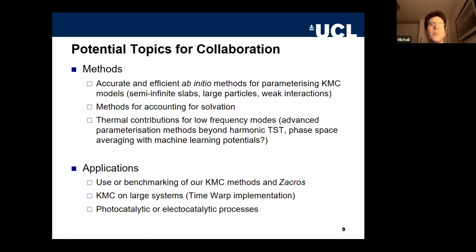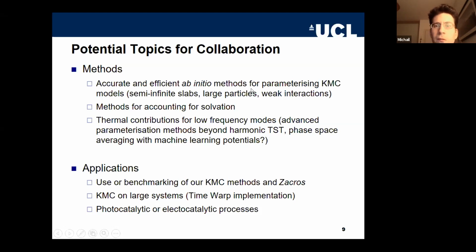So potential topics for collaboration could be from the methods development side. We are always interested in more accurate ab initio methods for better parameterization of KMC models, because of course all of these results, as the previous speakers noted, depend on the functional, they depend on the method. So some of the open questions have to do with more accurate functionals, but also things like semi-infinite slabs.